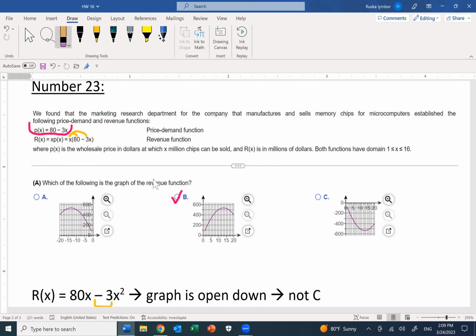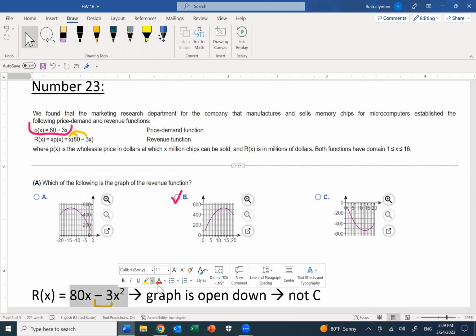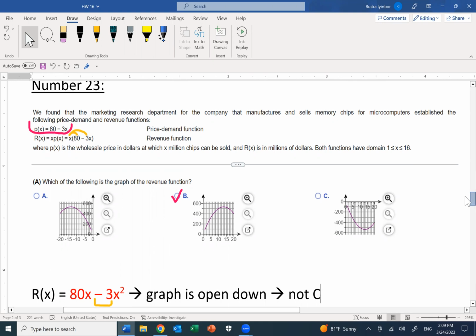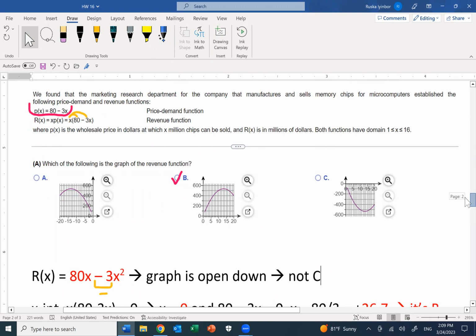So now, how are you gonna find which graph is the right graph for the revenue function R? So what I'm doing here, I'm taking the revenue function, which is given. I'm multiplying the parentheses, see X times 80, X times negative 3X, and that gives me 80X minus 3X squared, which is quadratic, with a negative in front of the square, so it's up and down.